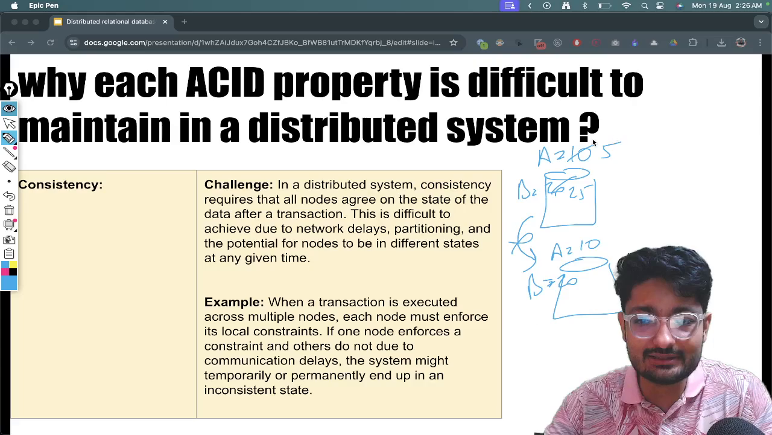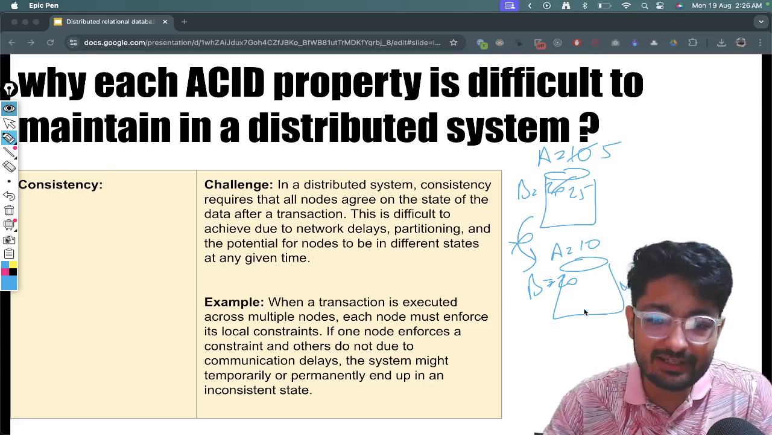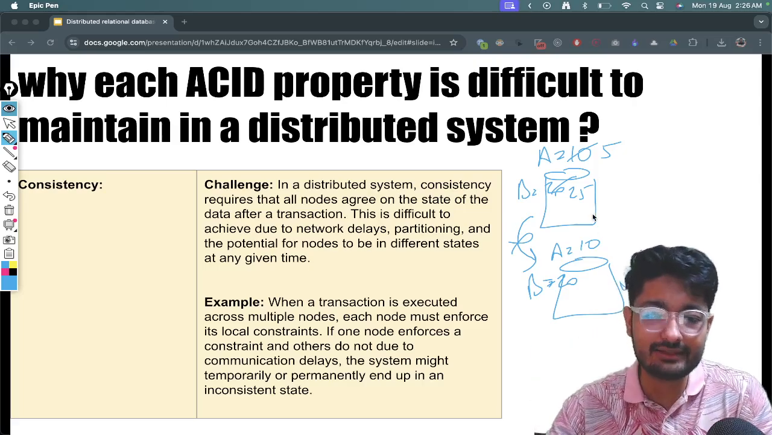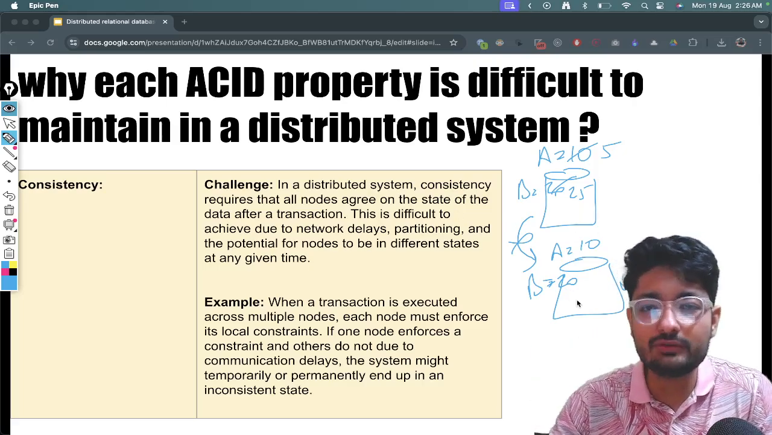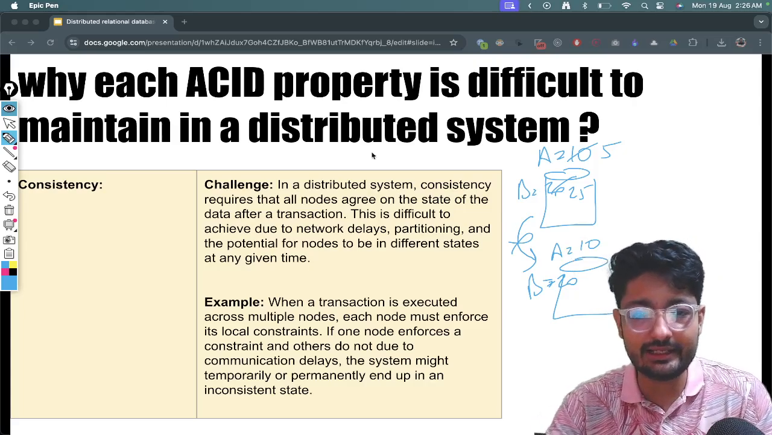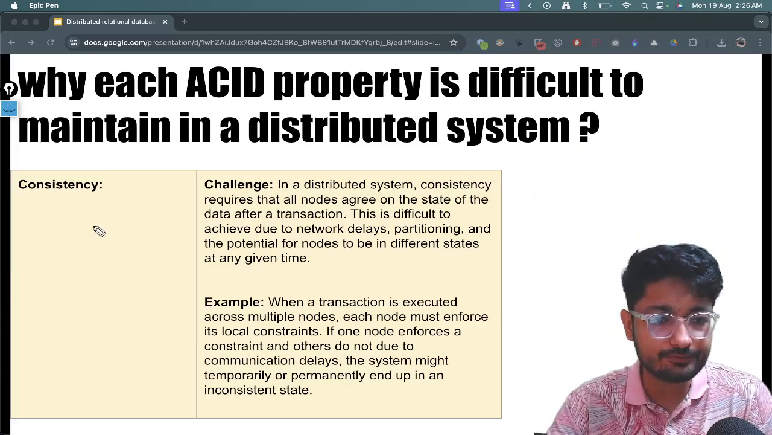This database has updated that A has 5, B has 25, but this database again has A 10 and B 20, which means that there is some inconsistency in the data between two data servers, and that is difficult because you have two different servers. So in this manner, when you have a distributed nature, maintaining the consistency property is difficult. Let's go to the next point.